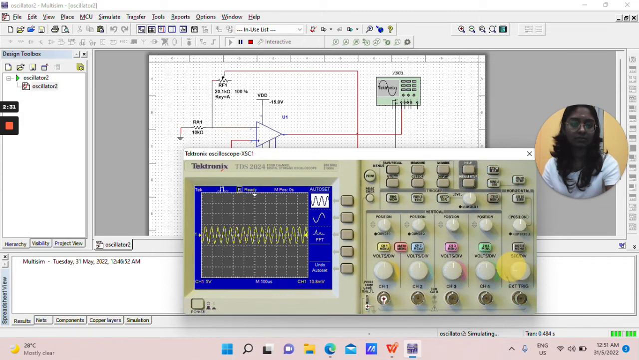Set. Measure. This is the frequency. And then this is the peak to peak value.